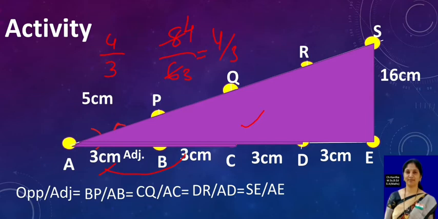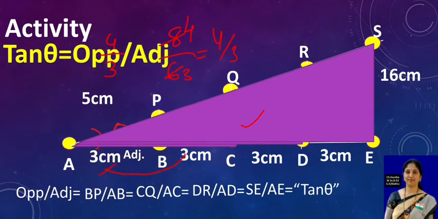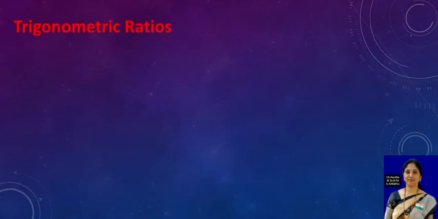So we can define this ratio as the tangent theta. Tangent theta, that means based on theta we are writing the ratios. So we can say that tan theta is equal to opposite by adjacent. These three are important trigonometric ratios, and in total there are 6 trigonometric ratios. Just we will see now.